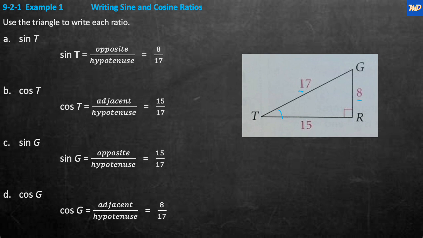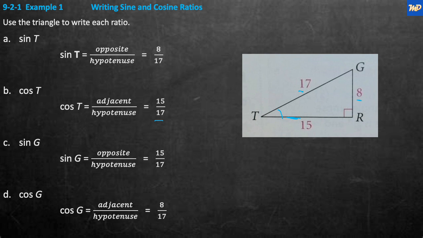We can do the same thing for cosine. Cosine is the side adjacent divided by the hypotenuse. Here's angle T again. Adjacent, as we know, is the leg that is touching the angle, and the hypotenuse is the side that's opposite the 90 degree angle. So 15 divided by 17.